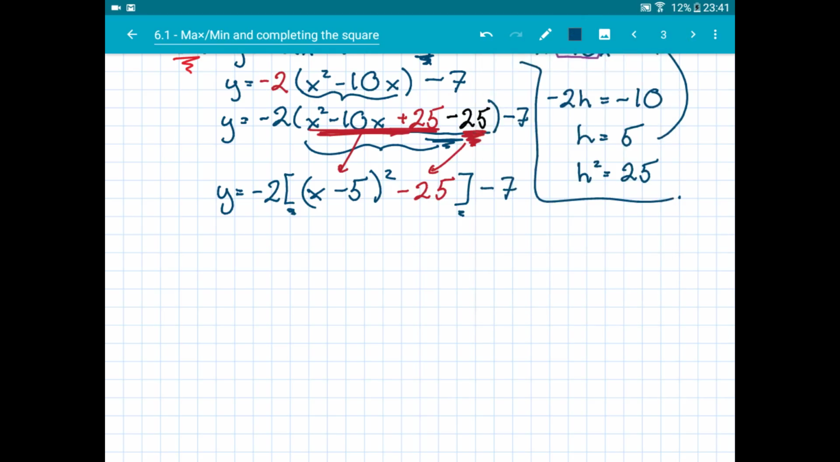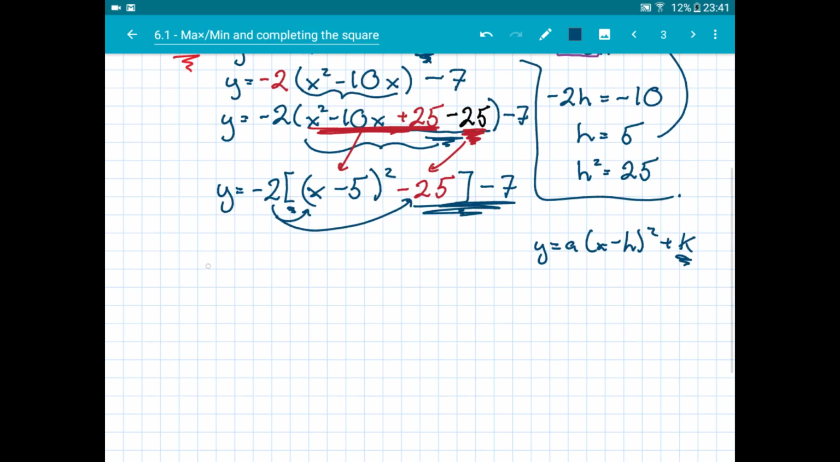Now, this is really close to y equals a x minus h all squared plus k. It's pretty close, except for we have these two numbers out here. We just want one number. So we have to distribute the 2 back into the bracket. Be careful when you do this. All I'm going to do is write 2 times this bracket, because I want that bracket to stay there. I don't want to re-expand and simplify. That's something sometimes people do. So I don't want to do that.